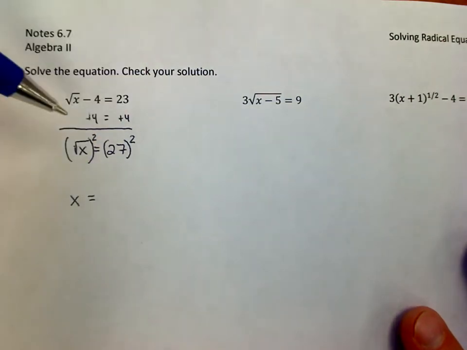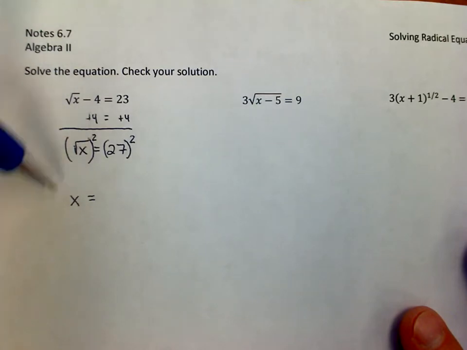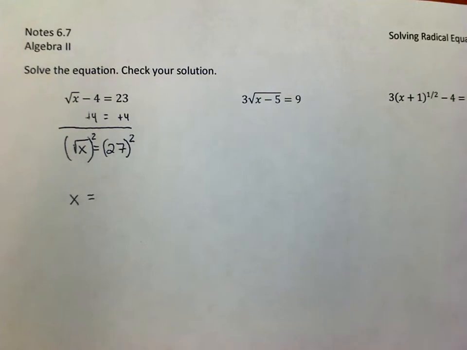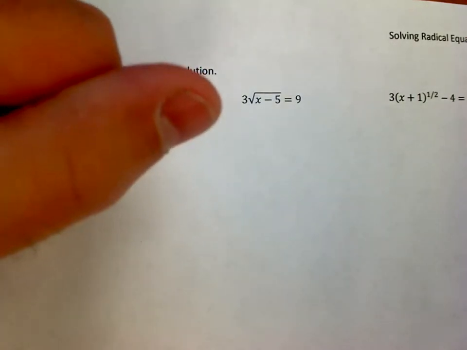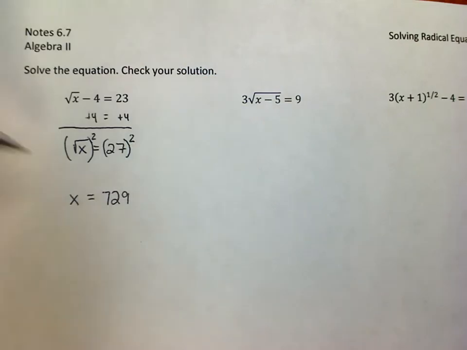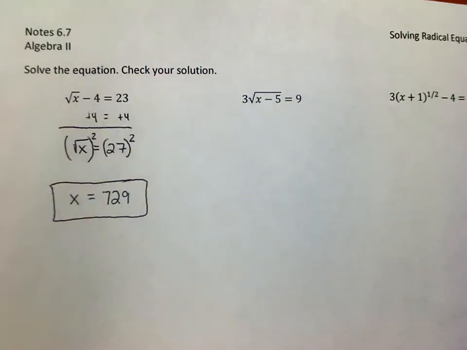But the square root of a square, these two things end up going away, so I end up just having an x. And the answer is whatever 27 squared is, which I'm going to need a calculator for that one. The answer is 729.